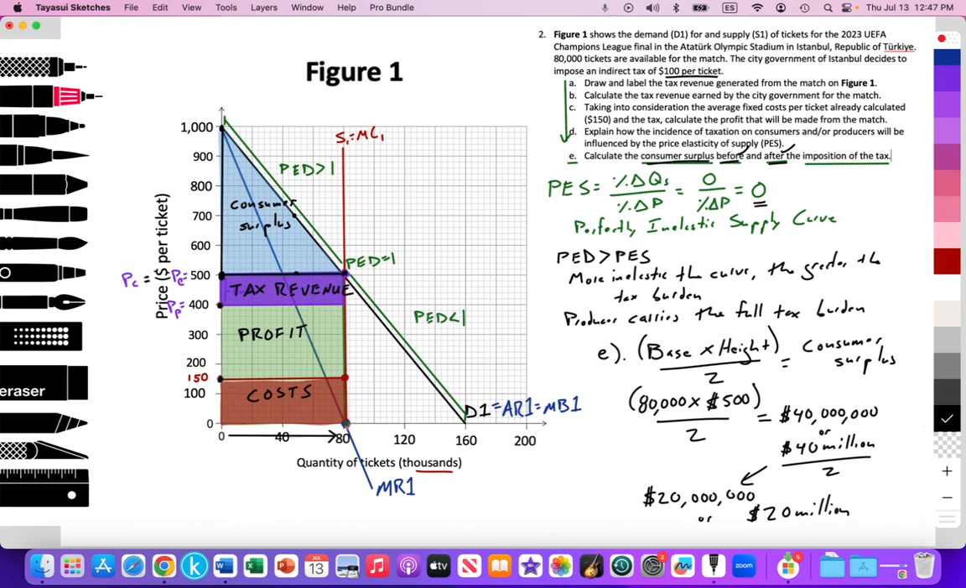The consumer surplus before the imposition of the tax was 20 million. After the imposition of the tax, it's still 20 million. The consumer does not bear any of the burden of the tax because the PES value is 0. The producer carries the full burden of the tax. And that's it. Very quick calculation for practice.